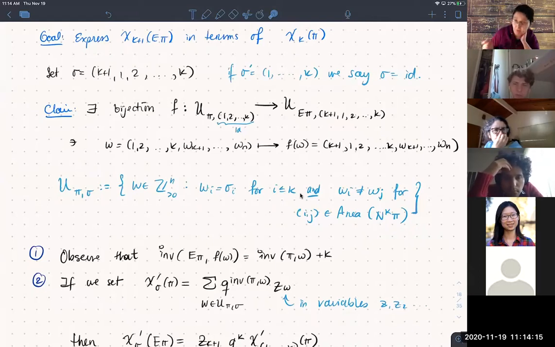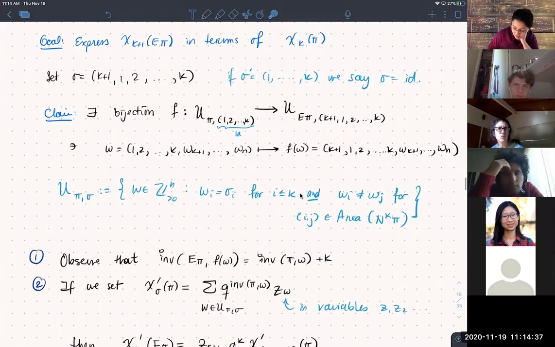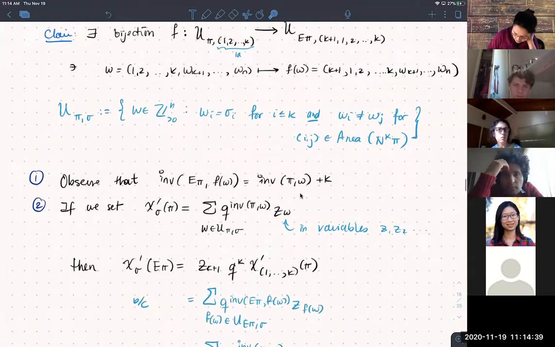And so then we have a couple of observations based on that claim. First observation is that if you look at the inv of e pi, right, words on this side, e pi with this word in this Dyck path, it's the same as inv on this side, but plus k. So that's the first observation. And then the second step is the following.